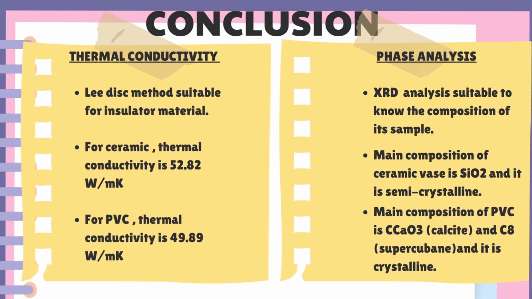And for phase analysis, XRD is a suitable technique for us to know the sample's composition. The main composition of our ceramic vase sample is silicon dioxide, and it is believed to have semi-crystalline properties due to its one sharp peak and wide amorphous halo. The main components of PVC are calcite and supercuban, and it is believed to be crystalline due to its one sharp peak and very low amorphous halo. That's all from us. Thank you.